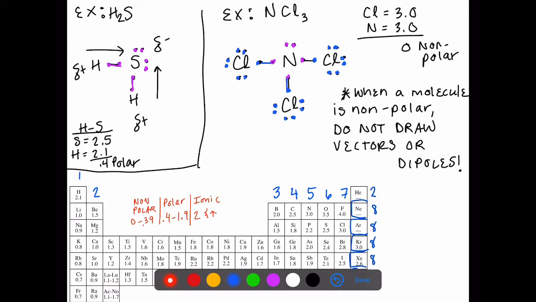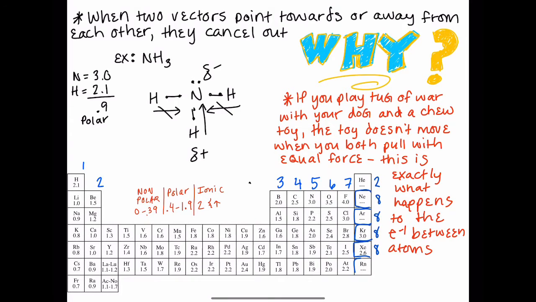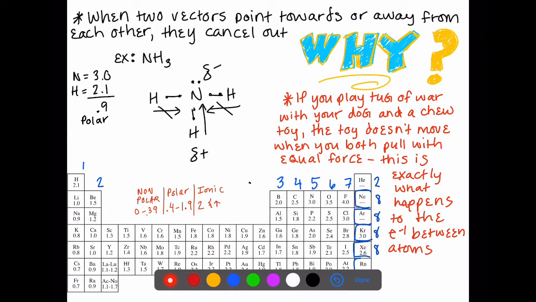You just don't want to forget that if you calculate that a molecule is nonpolar, you do not draw vectors or dipoles. You don't have to do it. When 2 vectors point towards each other or away from each other, they're going to cancel out, because it's like playing tug of war, right? If you play tug of war with a dog that has a chew toy, and you're pulling with the same force, that chew toy doesn't move back and forth.